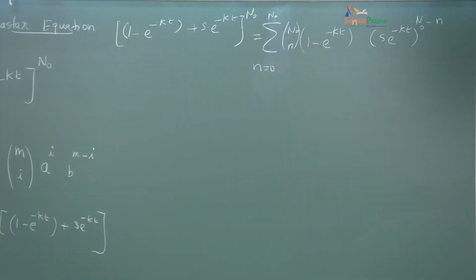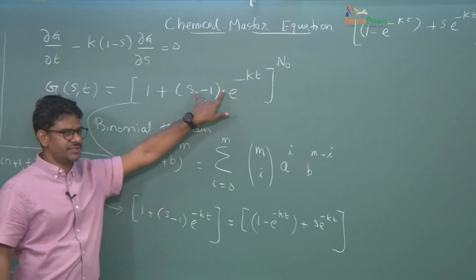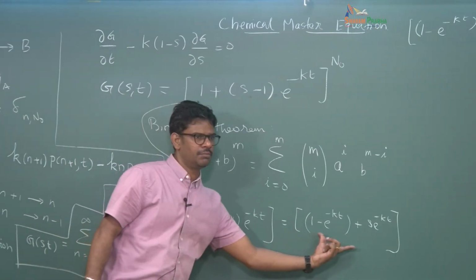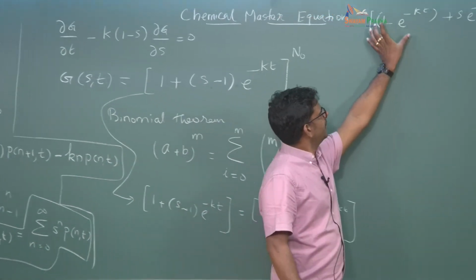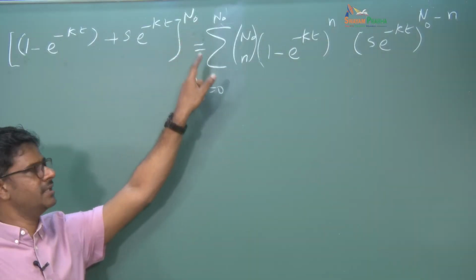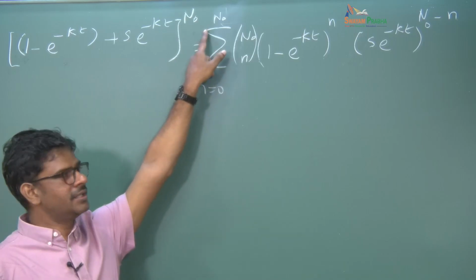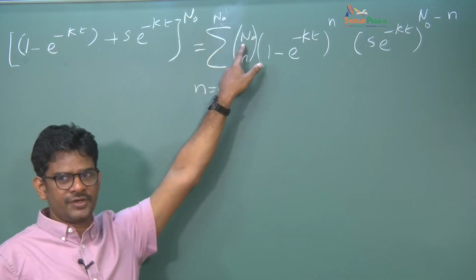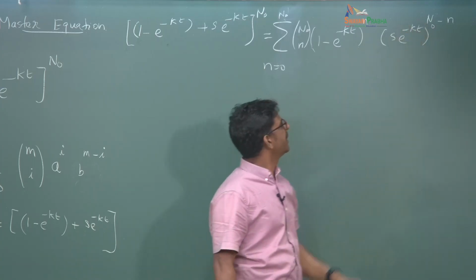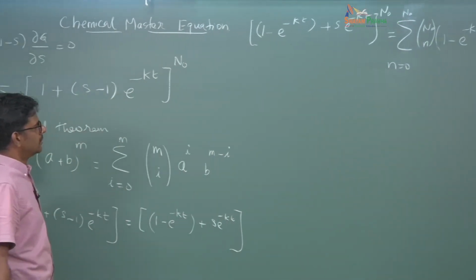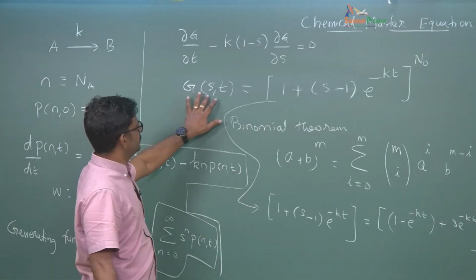So this function g of s comma t is given by this expression. Now this expression is split into this form. Now I am applying the binomial theorem to expand a plus b power n naught as a sum over n is equal to 0 to n naught, the combinatorial term n naught choose n, a power n, b power n0 minus n, and that is equal to g of s comma t.